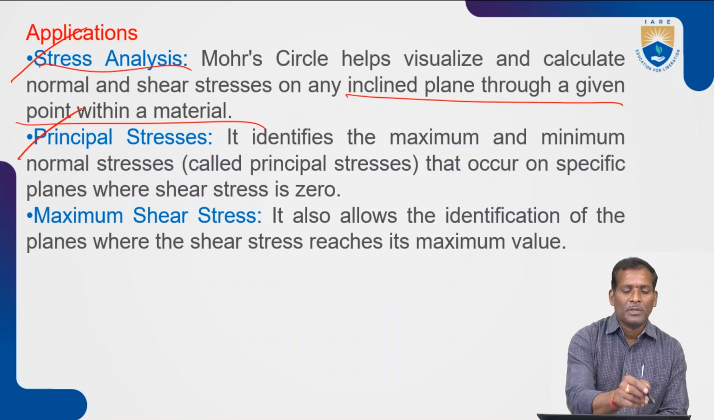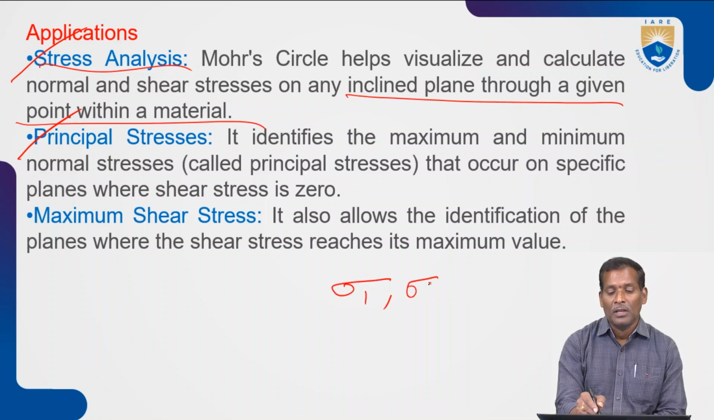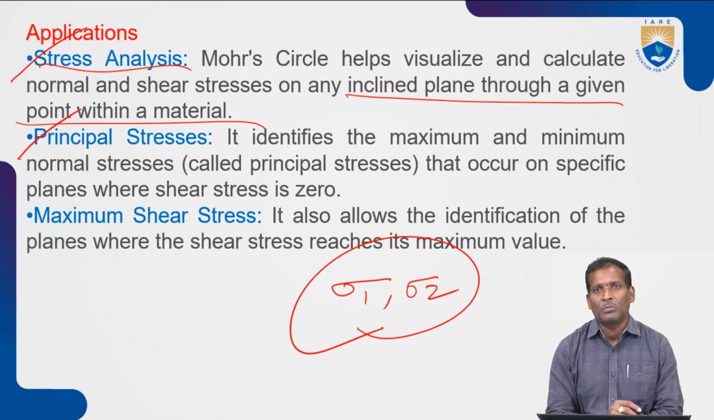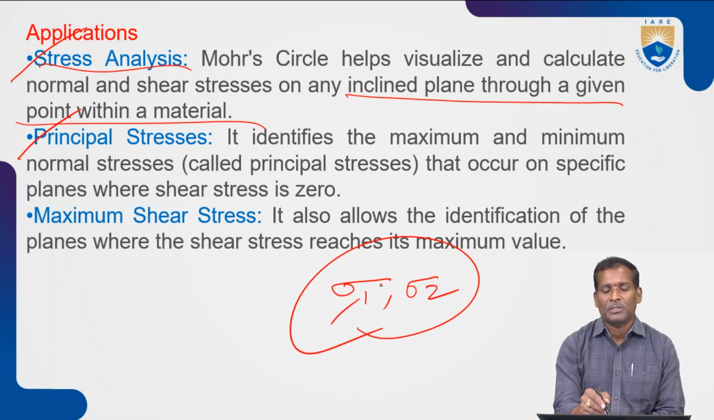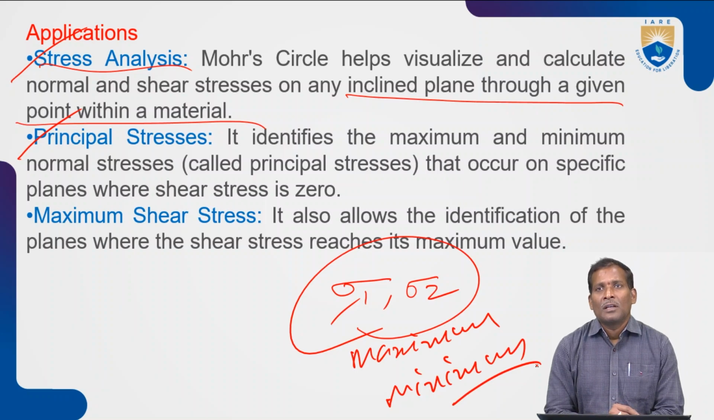The second application is principal stresses. It defines the maximum and minimum normal stresses, which are called principal stresses. We have already derived equations for sigma 1 and sigma 2, the maximum and minimum principal stresses. They occur on specific planes where the shear stress is 0. On a specific plane where the shear stress is 0, those stresses are called principal stresses.